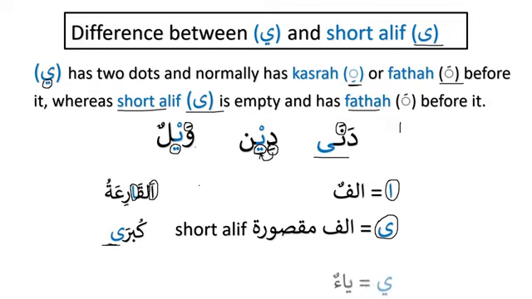And then the next one that we have over here is ya, and as we have seen, ya has two dots, and it's clear from the example over here when you say kitabi. Now here it is ya, for two reasons. Number one, it has two dots, and also it has kasra before it. So I hope now, inshallah, that the difference between alif maqsura and ya is very clear now. And similarly, the difference between hamza and alif is also clear.